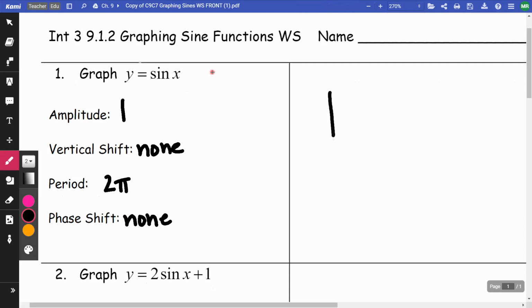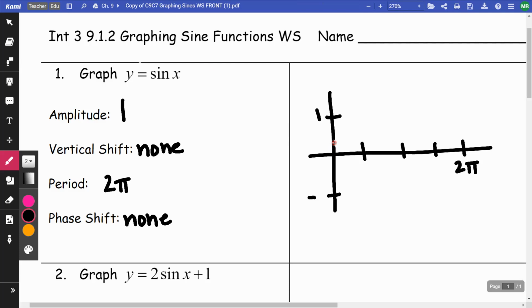So for this, I'm going to graph my 5 marks. 1 being starting right here on the y-axis, because this has not had a phase shift. 2, 3, 4, 5. That's going to be 2 pi. I'm going to be going 1 above, and I'm going to be going 1 below.